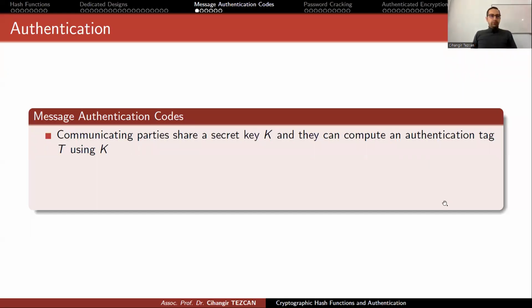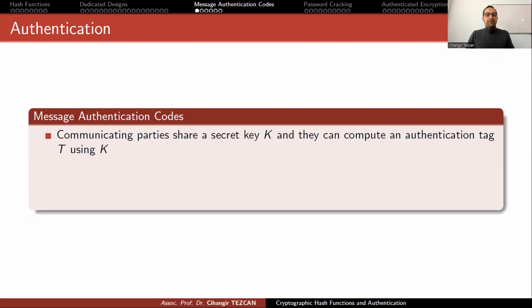All right, so next topic is message authentication codes. Since we have seen block ciphers and hash functions, actually it is a good time to talk about message authentication codes. But know that this is not an encryption, okay? This is authentication.